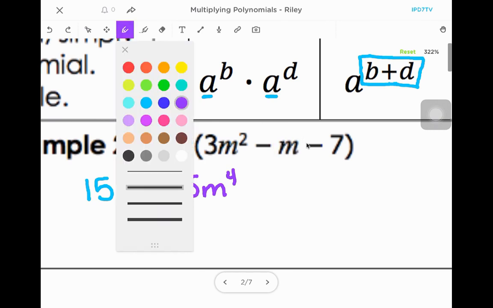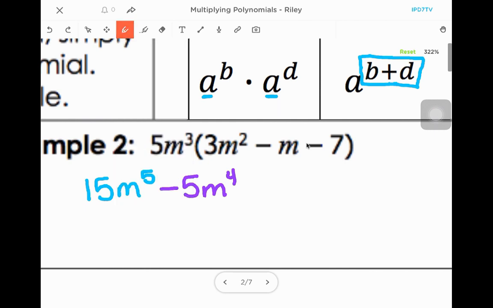And I guess I'll switch to an orange color. My last one that I'm going to multiply is 5 times a negative 7. So that's going to give me a negative 35. And m to the 3rd power times nothing here is still just going to be m to the 3rd power. And this is my final answer.